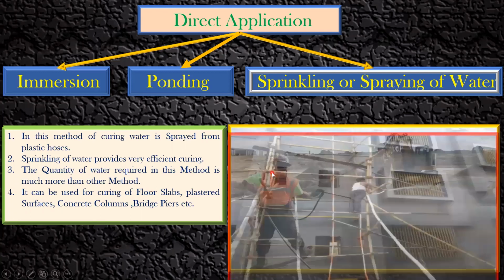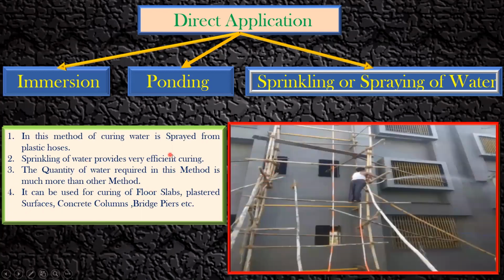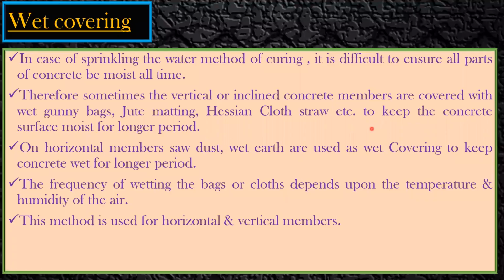Especially for the plastering work, we make use of this spraying, because for the slab we make use of the bund that we saw, which is called ponding. We don't go with the sprinkling for the slabs, but for the column we cannot do ponding. There we go with the sprinkling or spraying of water. Especially for the vertical elements, like the columns, the beams, and even for the plastering and the brickwork, you can go with the sprinkling technique. Yeah. So the next is wet covering.